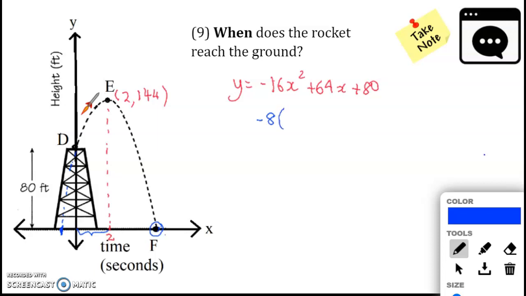So that leaves me with negative 8 times what is negative 16? That's just going to be 2x squared. Negative 8 times what is 64x? Negative 8 times negative 8 is positive 64, so that becomes negative 8x. Negative 8 times what is negative 80, so it's going to be negative 10.